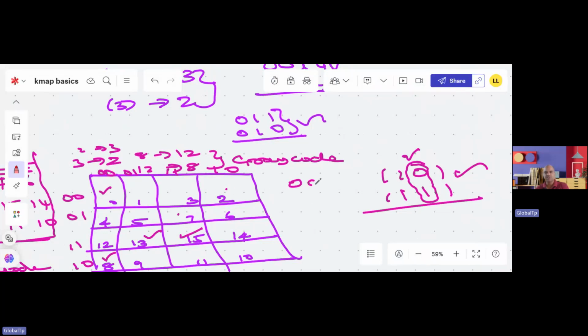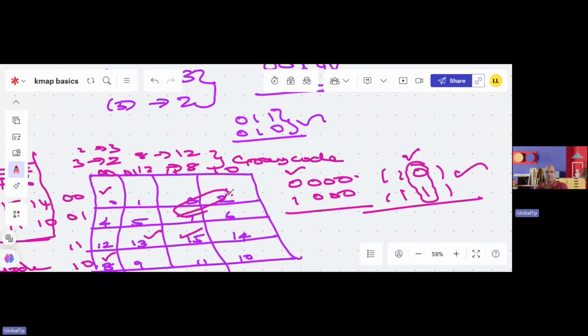Just for example, 0 0 0 0 and 1 0 0 0, what happened? Everything is equal except one variable, so it is possible. Corners are also equal. Each and every adjacent point will be equal. But the only drawback or violation in Karnaugh map is you cannot compare the cross points.